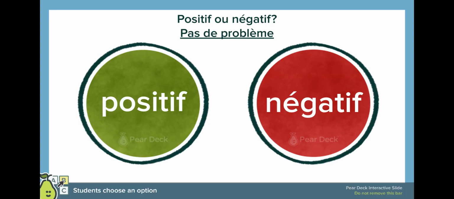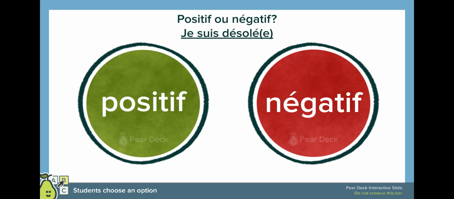All right, our first one is positif ou négatif, pas de problème. So you tell me whether or not you think that is positive or negative. Positif ou négatif. You tell me, is that pas de problème, positif ou négatif? Positive. I would say it's positive. It means not a problem. So I would say that it's a positive one. If they were saying il y a un problème, there is a problem, then I would say that it's négatif. But because they say pas de problème, not a problem, I would say positif.